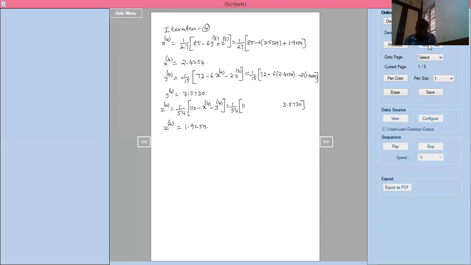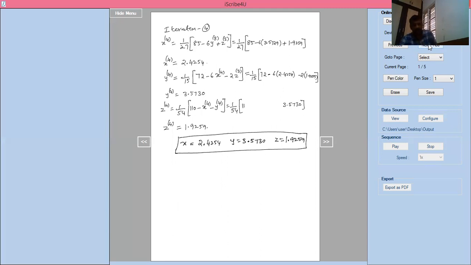Now I can write x equal to 2.4254, y equal to 3.5730, z equal to 1.9259, which is the required solution for the given equations.